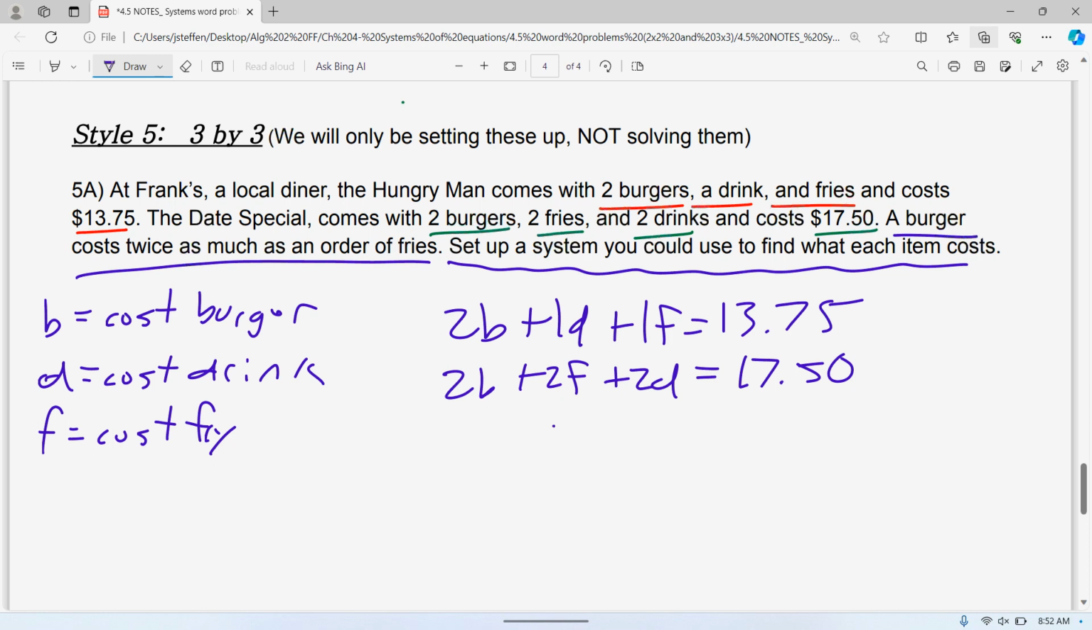The last one: a burger costs twice as much as an order of fries. So hopefully a burger is twice as much as the fries. So a burger is 2 times the amount of fries. People have missed this, so just do it the other way around. Fries is 2 times burger. Does that make any sense? If a burger is twice as much as fries, the burger is more expensive. This one says the fries are more expensive. So hopefully, if you need to write both of those down and get rid of one, you can. But a burger is twice the amount of fries.